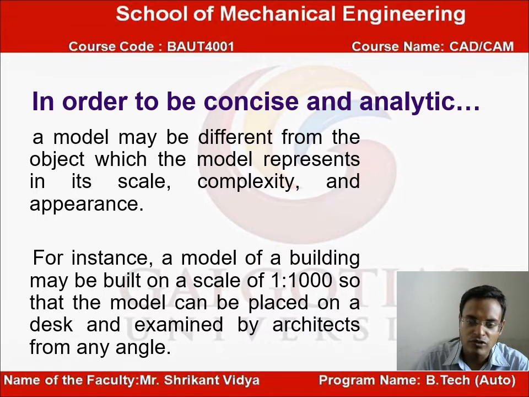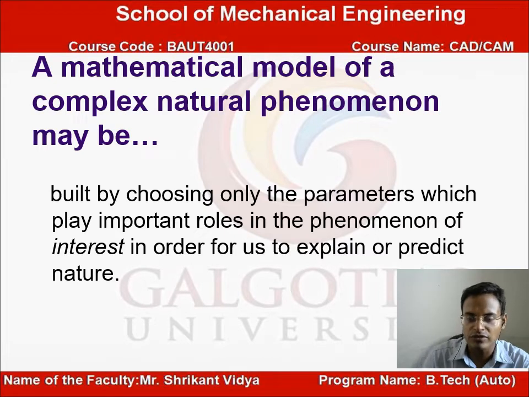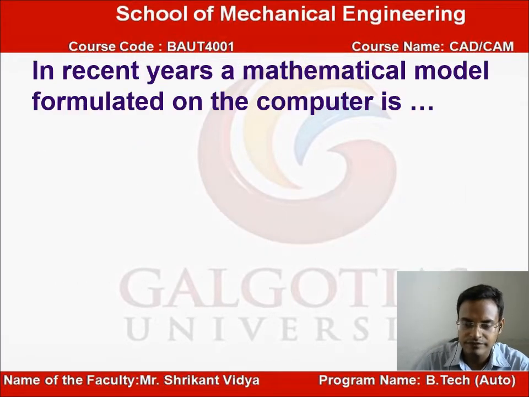So for instance, a model of a building may be built on a scale of 1 to 2000 so that the model can be placed on a desk and examined by the architect from any angle. So that is the importance of model. So a mathematical model of a complex natural phenomenon may be built by choosing only parameters which play an important role in the phenomenon of interest.